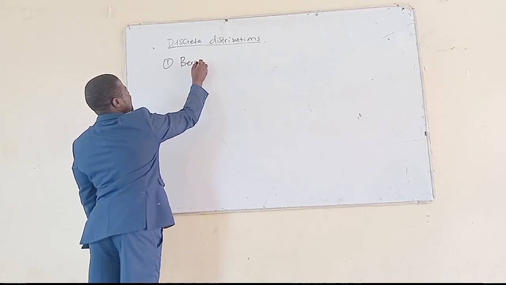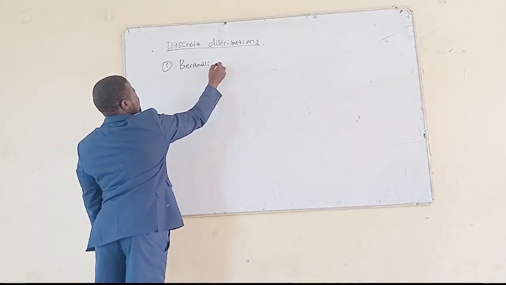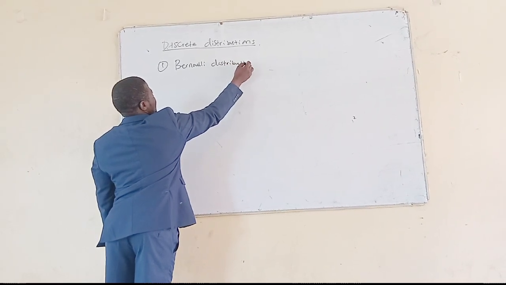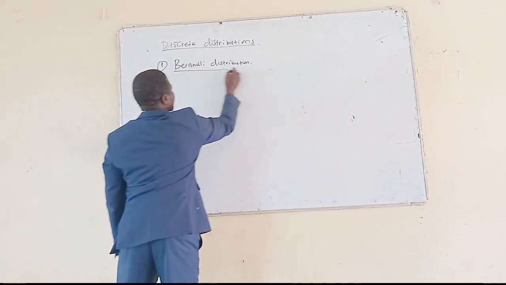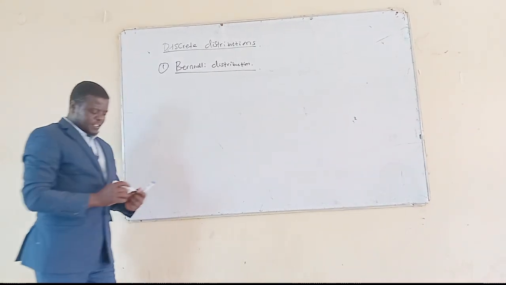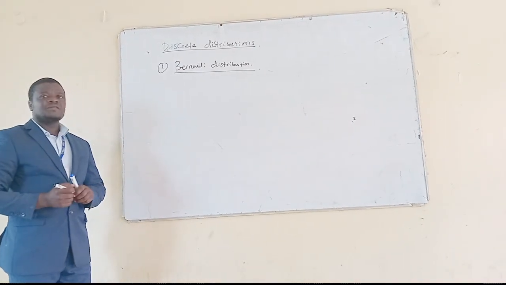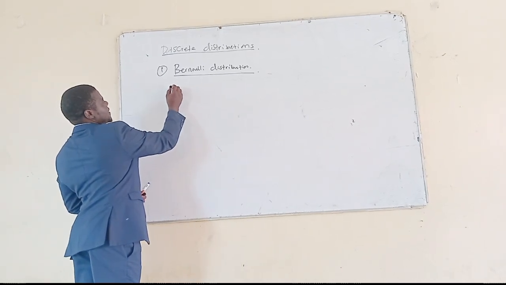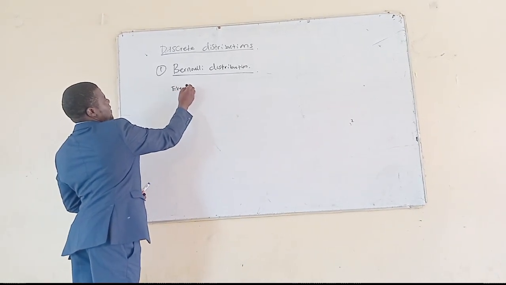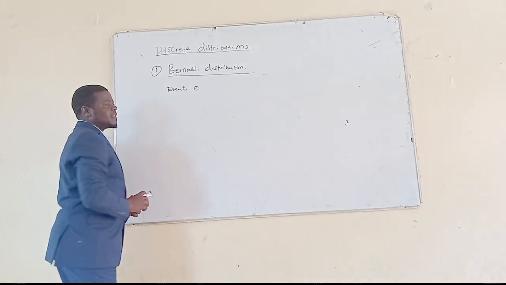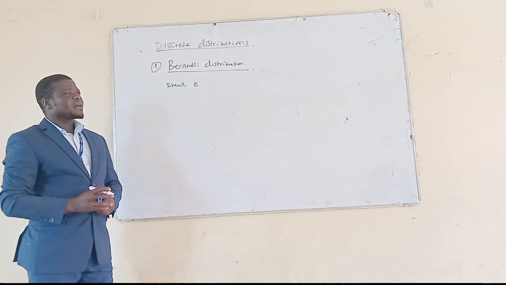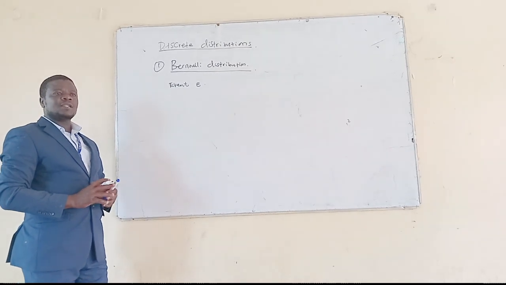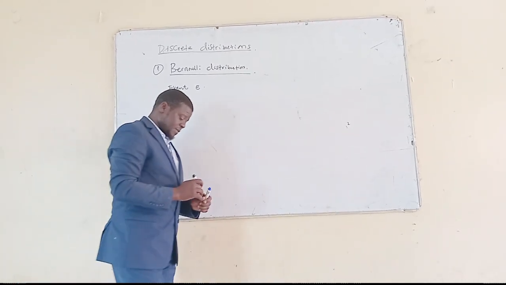the Bernoulli distribution. Now, in this distribution, if we have an event E, then this event can occur with only two possible outcomes. It has only two possible outcomes.